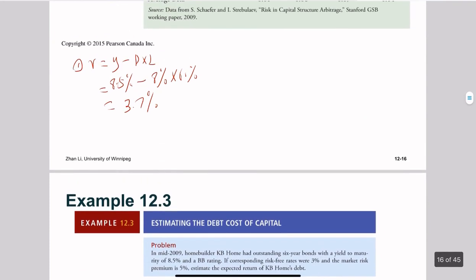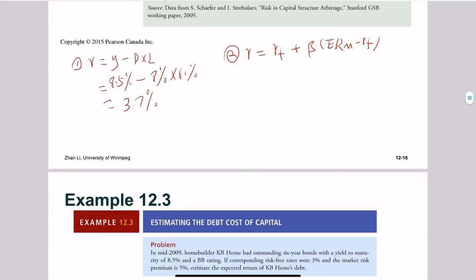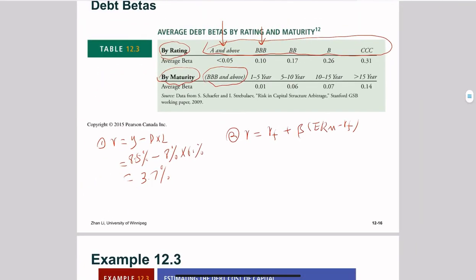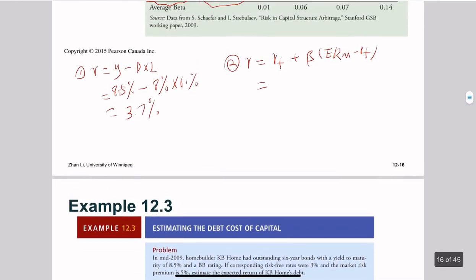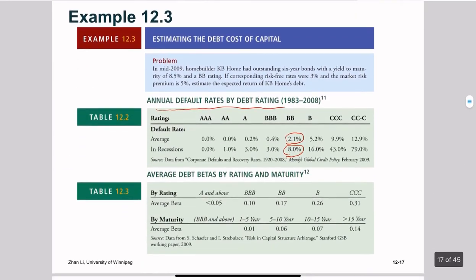Now let's look at the second way of calculating expected return. We would use CAPM, right? So first let me write down the formula here. The risk-free rate is 3%. The question is which beta we should use, right?